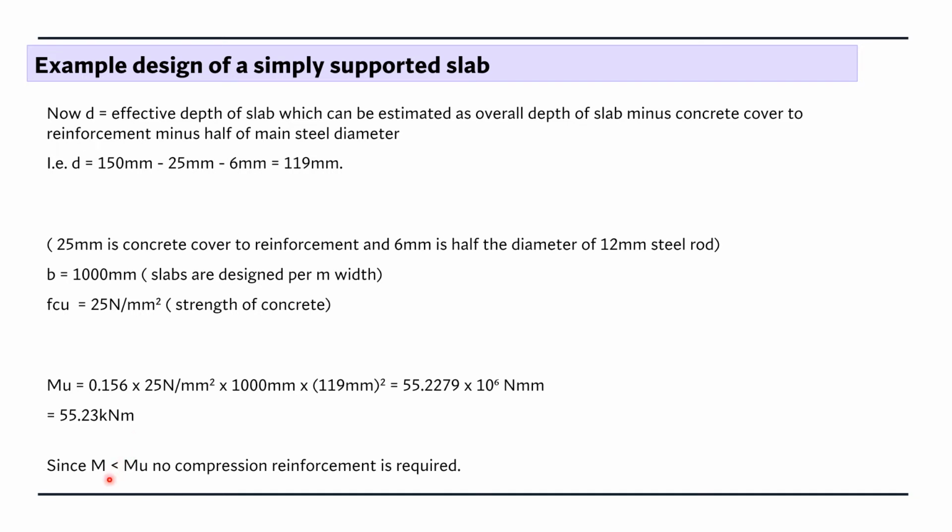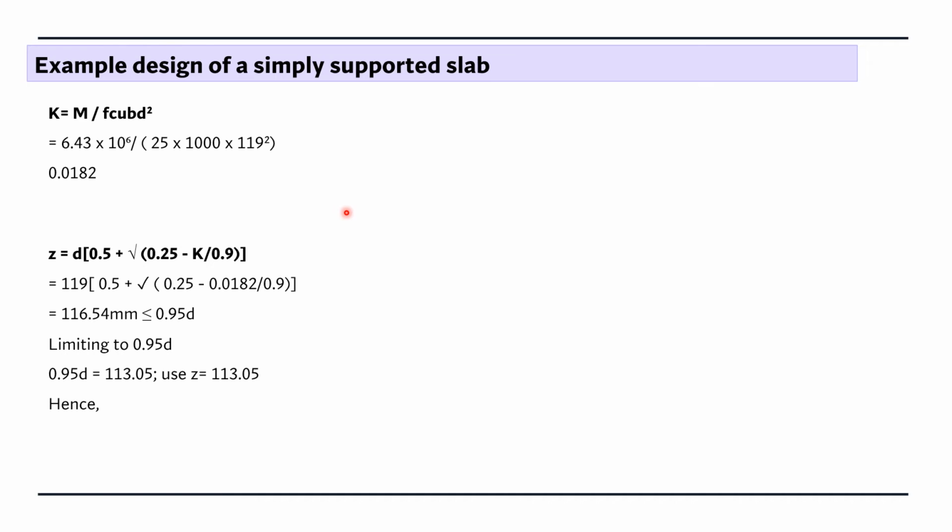Now, since M is less than Mu, no compression reinforcement is required. When we look at what we calculated for M and this, we find out that M is actually less than Mu. Now we go further. After calculating M, we go further calculating K, and K is calculated using this expression. We already know M, we already know fcu, we know what b is, and we know what d squared is. So slotting those values into here will give us 0.0182.